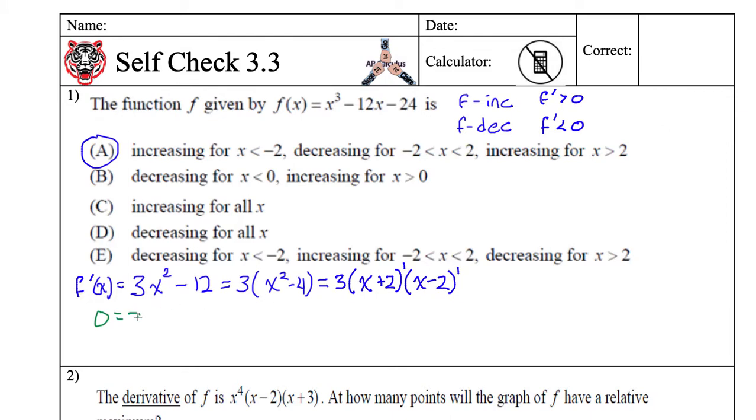So if I say 0 is equal to 3 times x plus 2 to the power of 1 times x minus 2 to the power of 1, I need to use the zero product property to say, well, this thing could be 0, so that means x could be negative 2, or this thing could be 0. Let's switch to black here. This x minus 2 could be 0, so that means x is equal to positive 2. Let me come back here. So x is equal to negative 2, and over here we have x is equal to positive 2. So those are the two critical values, and I can label those. Those are our CVs.